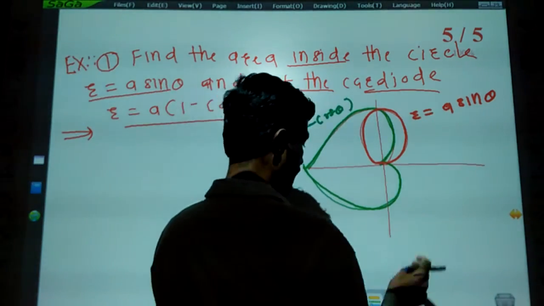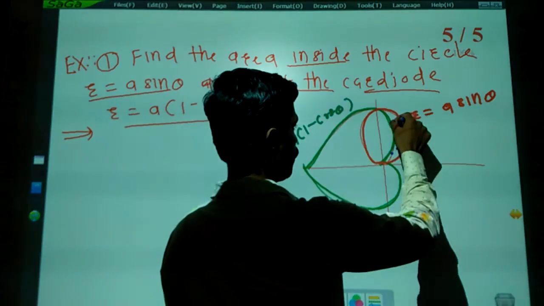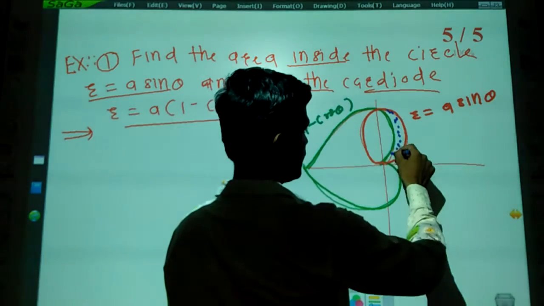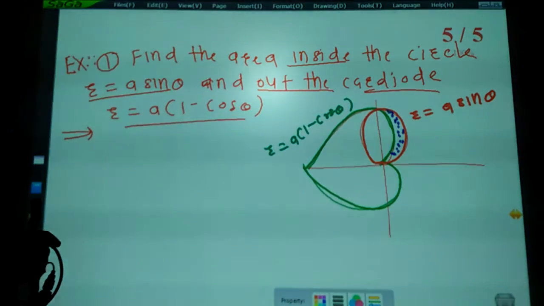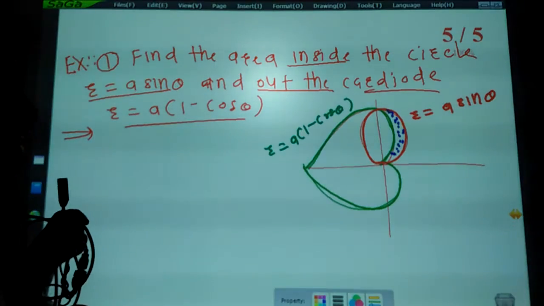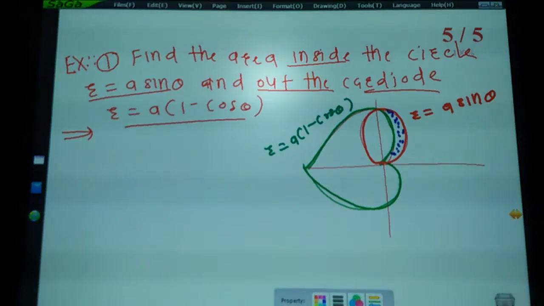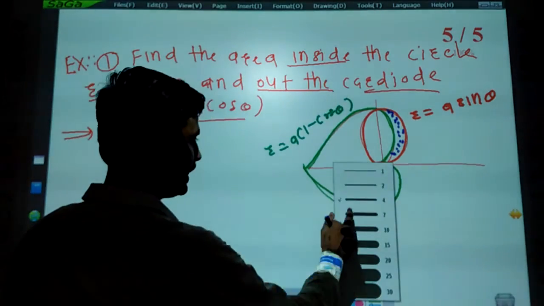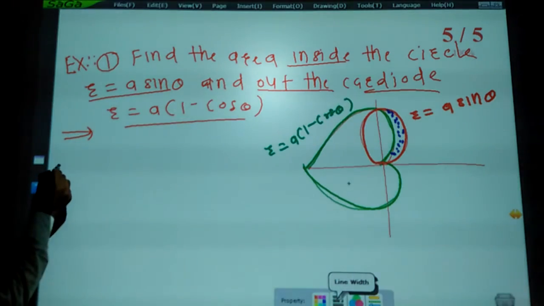So which is the common part? So the common part is here. This part is the outside, the area which is outside the cardioid and inside the circle. Okay. So by using double integration, we have to find the area of this part.